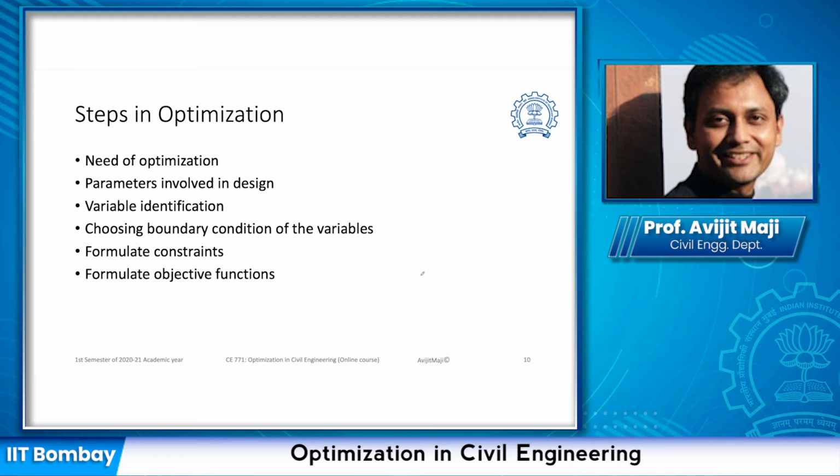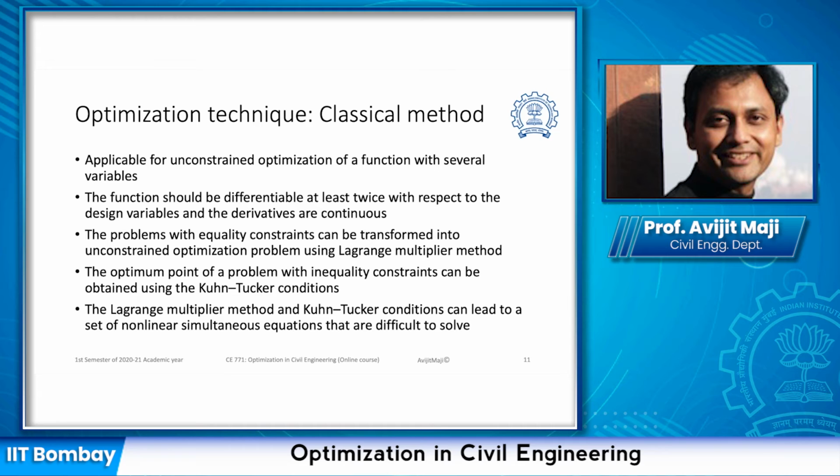Once we find out those parameters, then we choose the boundary condition. So each variable might have certain boundary condition and we can easily select. Once we know the boundary condition, then we like to formulate all the constraints associated to the optimization problem, and then we also formulate the objective functions associated with that problem. So these are the few steps which we should go through before we can formulate and start solving an optimization problem. To solve, there are various methods.